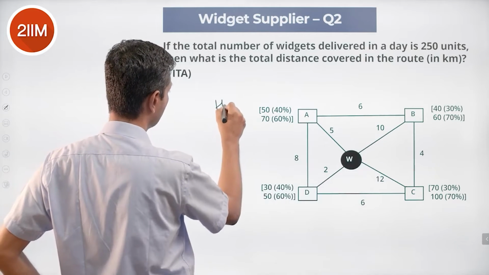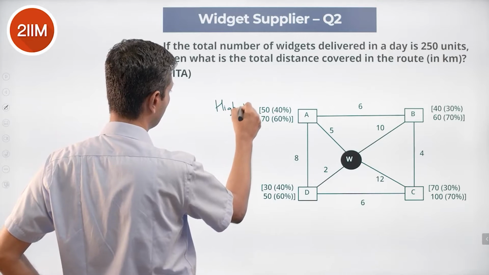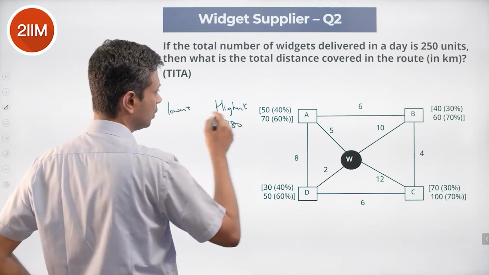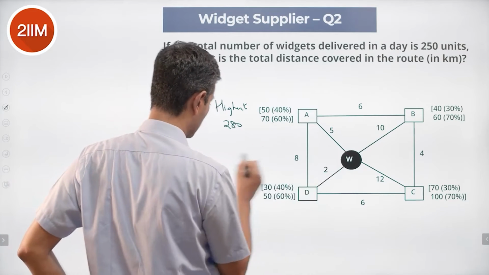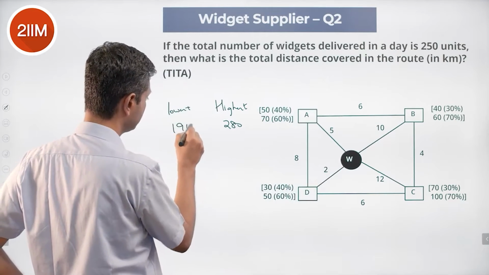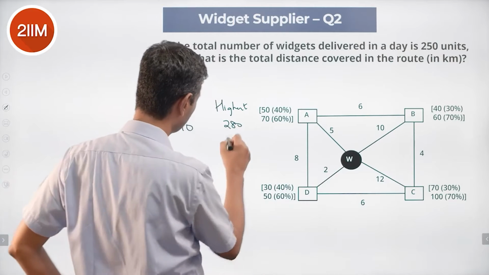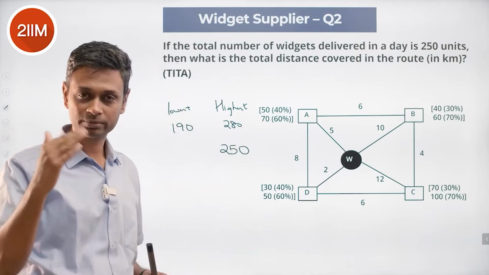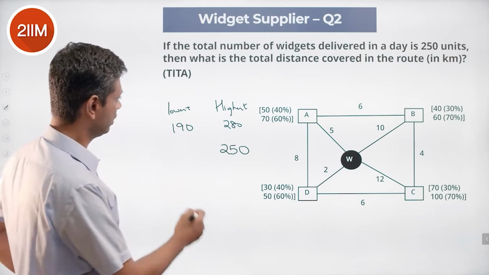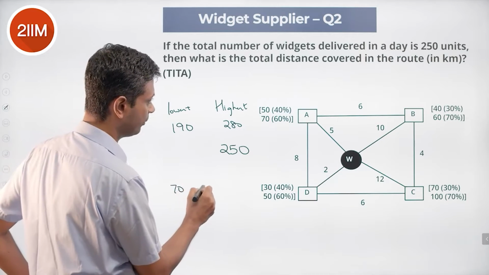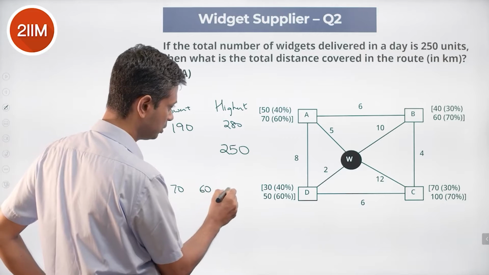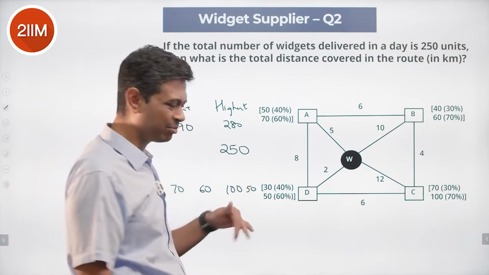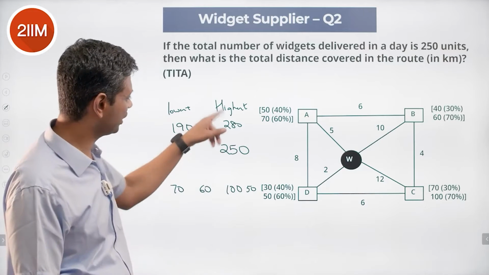The highest is 280. The lowest, 50 plus 40, 90, 160 plus 30, 190. Here at 250, so closer to this. So I'm going to think about maximum and then stepping down. Right? So instead of having 70 at A, 60 at B, 100 at C and 50 at D, I step down somewhere. From here it's 30 units down.